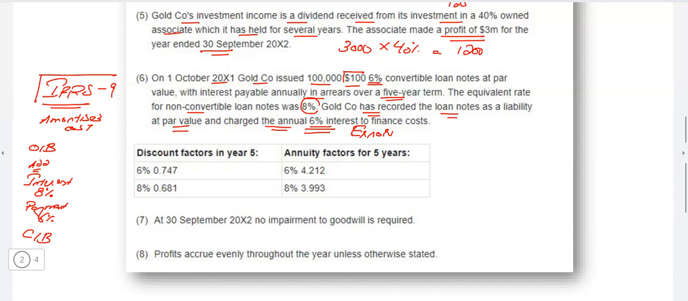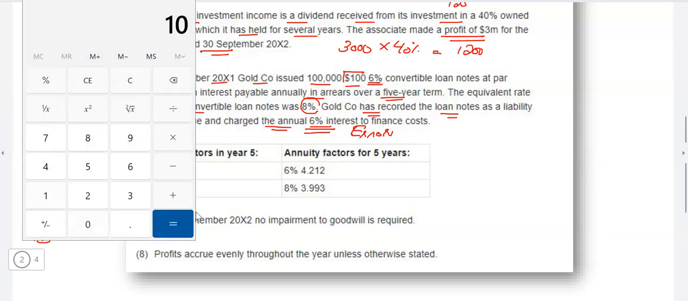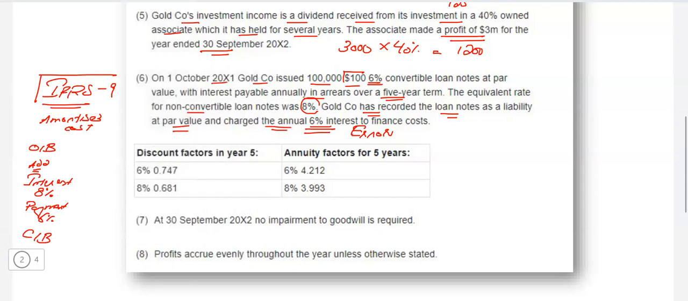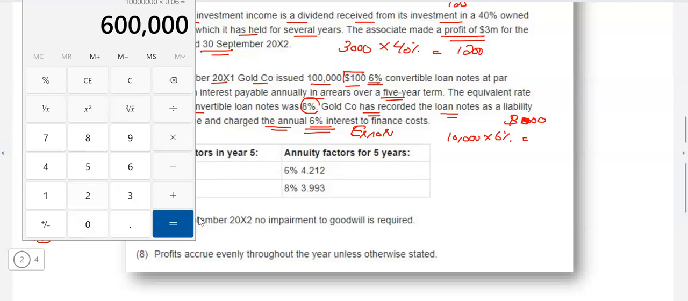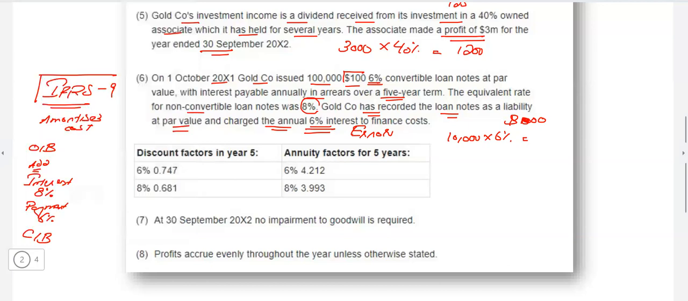So for the 6%, 100,000 is the number of the loan notes, multiplied by the $100 par value, so that becomes the total convertible loan notes multiplied by 6%. That simply means the interest payment. 100 is the par value and there are 100,000 loan notes, so that is 10 million, the total par value of the convertible loan notes. In thousands, that would be 10,000. Now 10,000 into 0.06 is 600. So 600 is the payment.